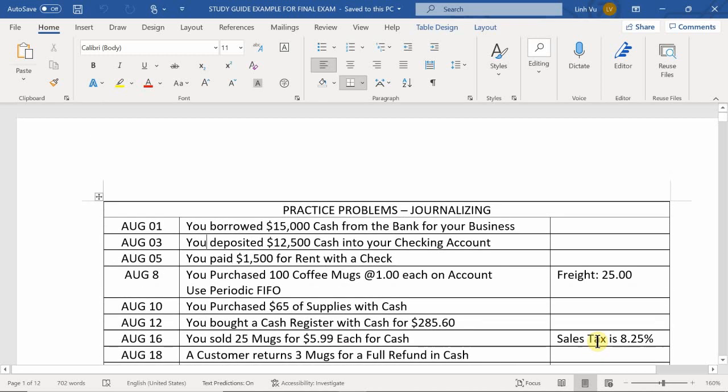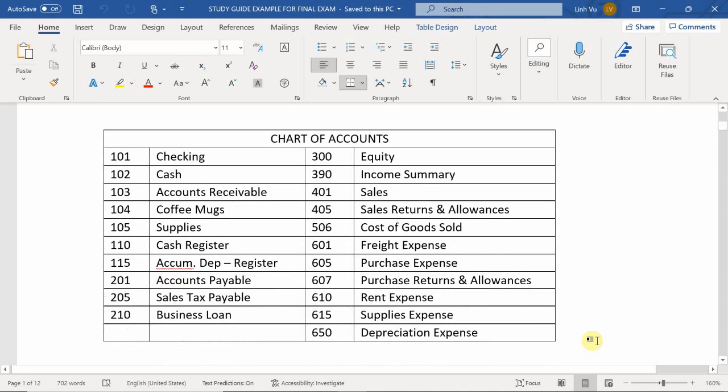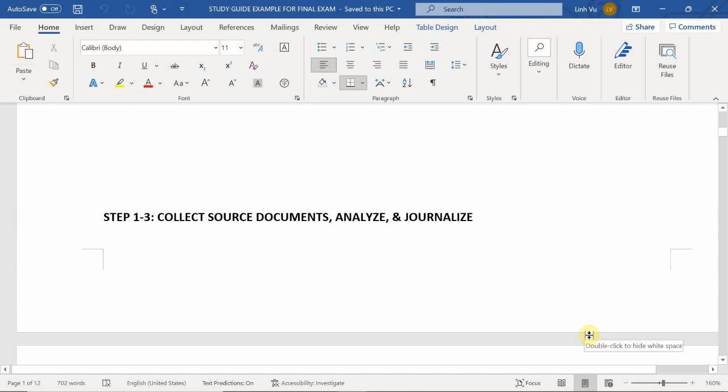All right, so here is the study guide for the final exam. Here I have a list of transactions and a chart of accounts. Your job here is to complete all 10 steps of the accounting cycle.